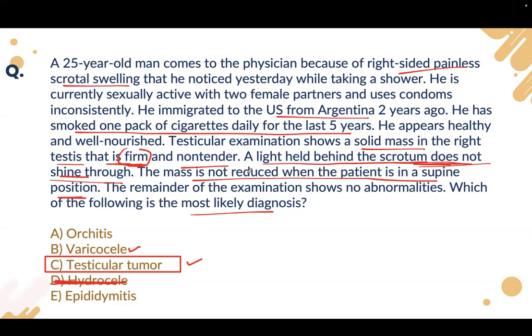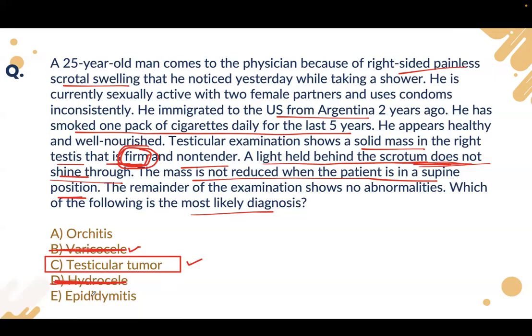The mass is not reduced when the patient is in a supine position. In a patient with varicocele, would it be reduced in supine? Yes, it would be reduced in supine position, so we can remove varicocele. And one more thing in varicocele, the mass is soft. Here, the mass is firm. Firm masses are more suggestive of tumors. So we crossed out varicocele and hydrocele, and we're left with A and E.